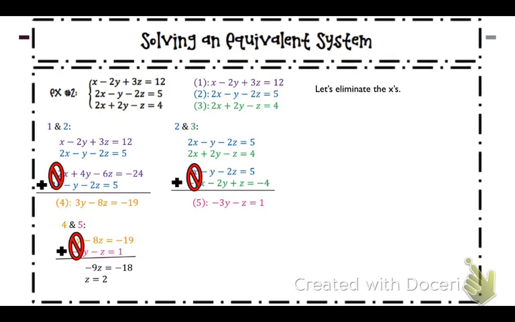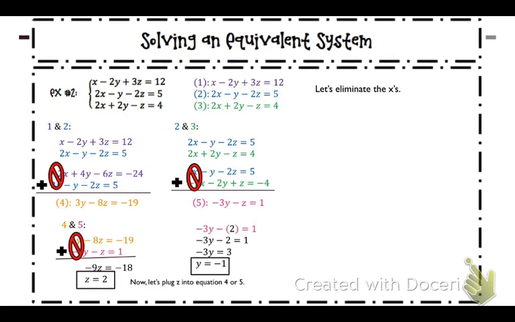Okay? Now I'm going to plug that back into equations 4 or 5. I'm just going to pick 5. So I have negative 3y minus 2 equals 1. Rewrite that out. Add the 2 over, you get negative 3y equals 3. Divide by negative 3, you get y equals negative 1.